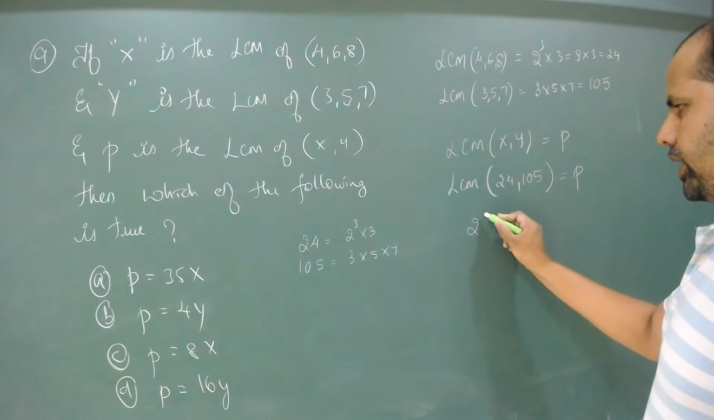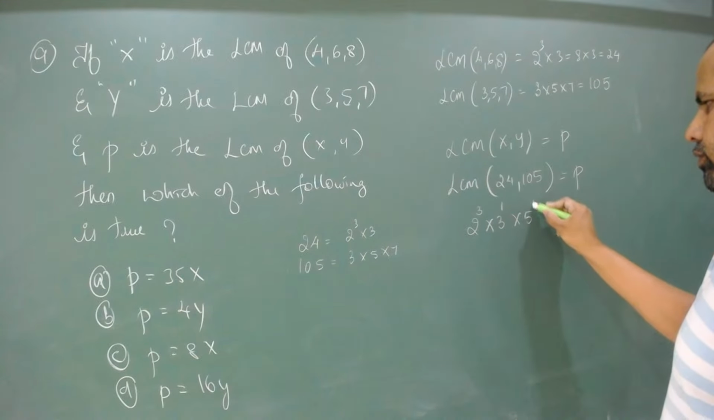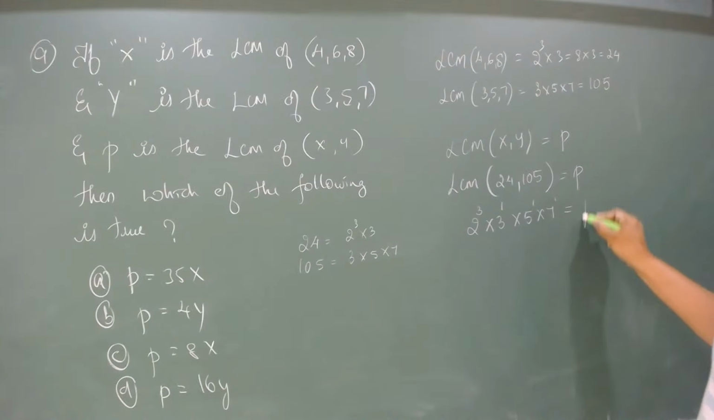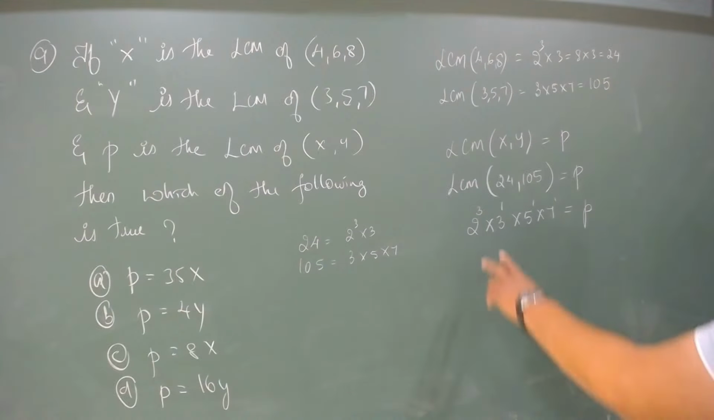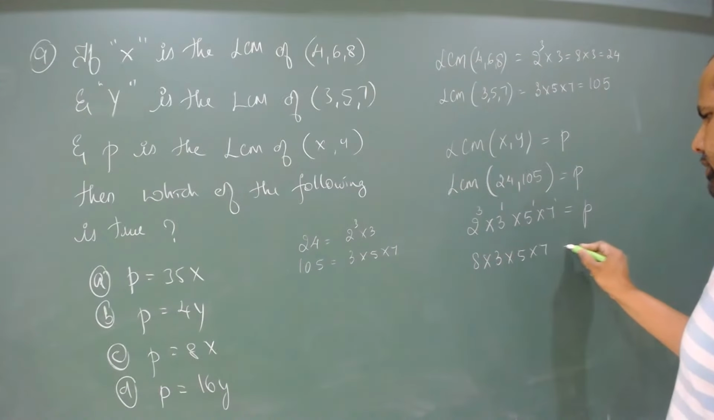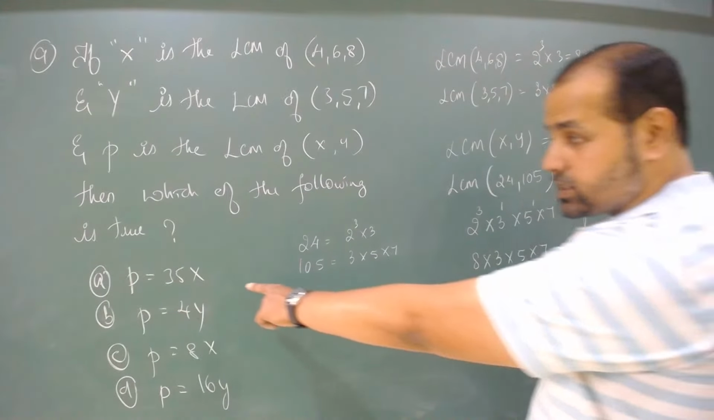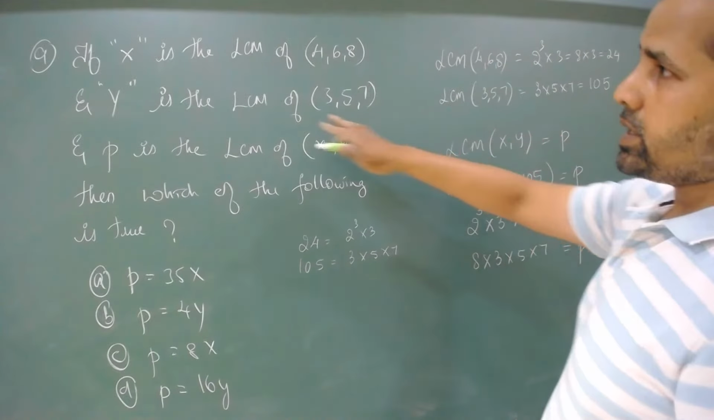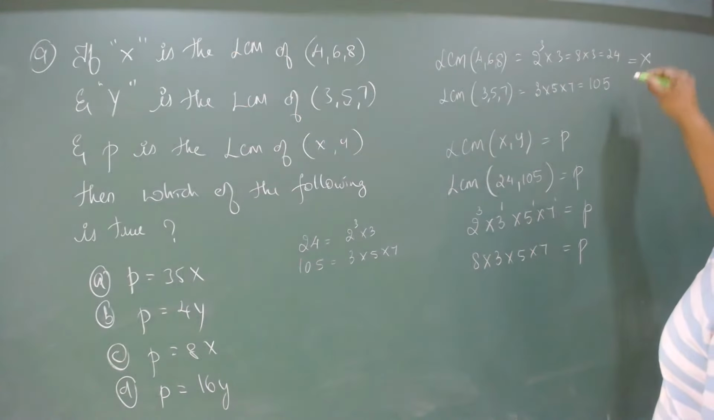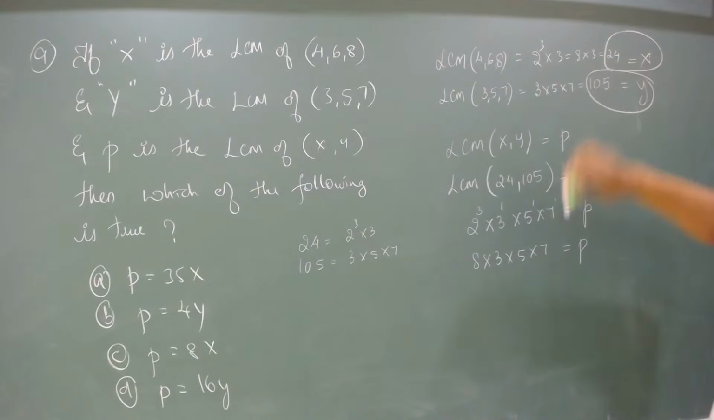LCM is the highest power of 2, highest power of 3, highest power of 5, highest power of 7. So now 2 cube is 8, into 3 into 5 into 7. So now let us check which of the options matches our answer. Here x is the LCM of 4, 6, 8, and y is the LCM of 3, 5, 7. I repeat once again, x is nothing but the LCM of 4, 6, 8.